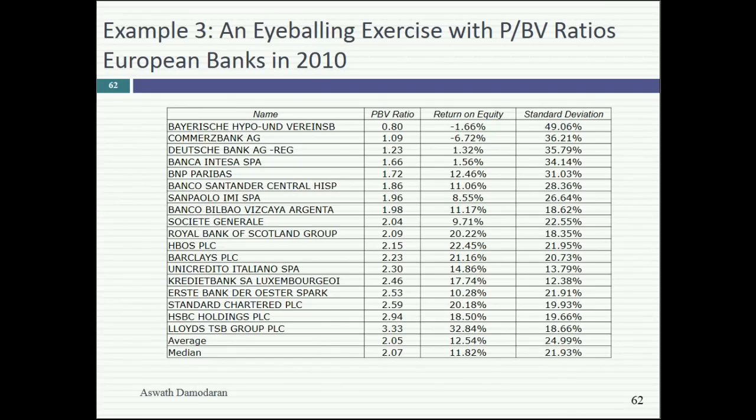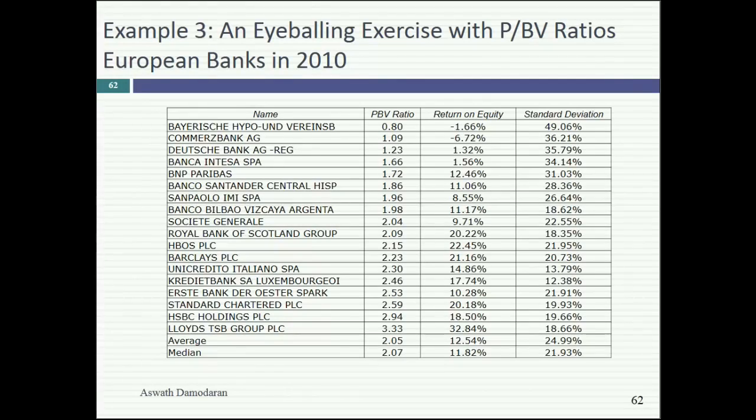But you have to keep looking. Sometimes the sector is big enough, you might find something. And my overvalued stocks here are the stocks that go in the other direction. That traded at a price to book greater than 2.07. There are quite a few. That have returns on equity less than 11.82%. Okay, there's Erste Bank, 10.28%. And have standard deviations higher than my median, which is 21.93%. I think Erste Bank has a price to book higher than the median, a return on equity lower than the median, and a risk higher than the median.